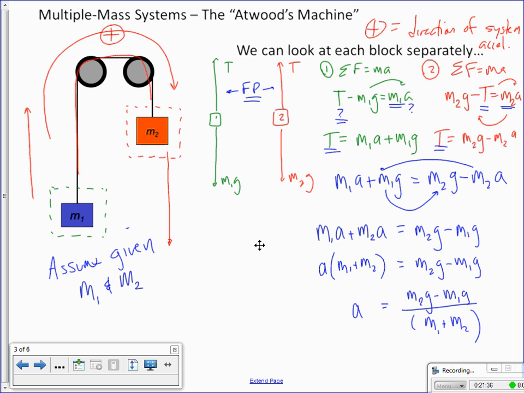All right, there's an expression for the acceleration of the system. The top part is really the net force. M2G is the weight of the second object. M1G is the weight of the first. And the difference in their weights is the net force acting on the system. And remember, the net force makes the system accelerate. There's the mass of the system.